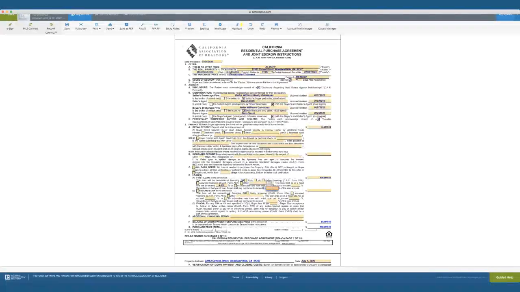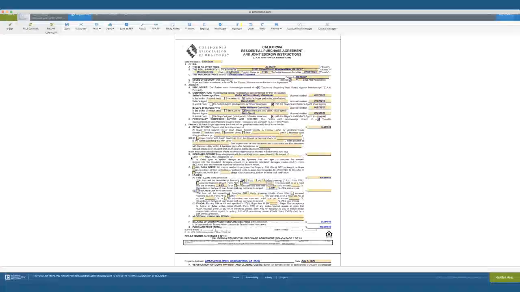And buyers shall pay points not to exceed a half a point. A point is 1% of the loan, and buyers pay points in order to get a better rate, to buy the rate down. So that's what a point is. Additional financing terms: something that's going to affect the financing, like seller to pay $3,000 towards buyer's closing costs. That's an example of what would go in there.